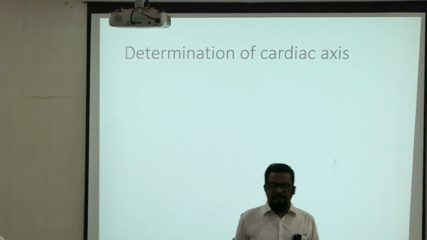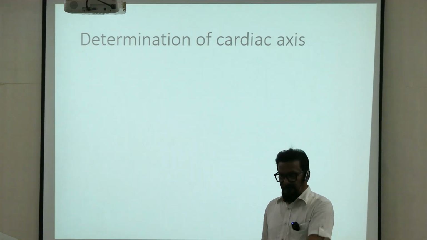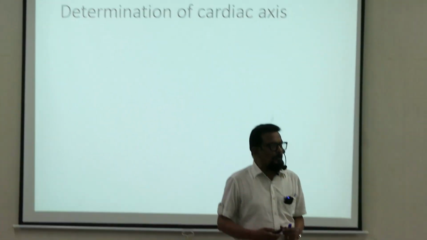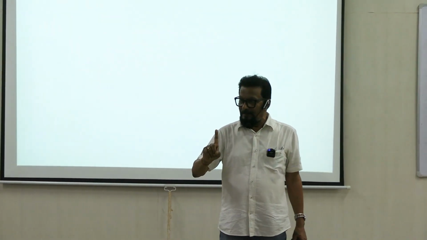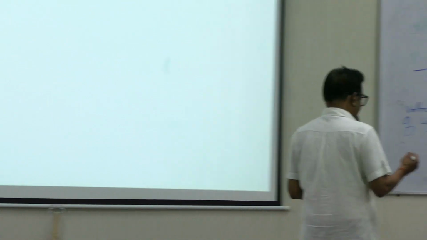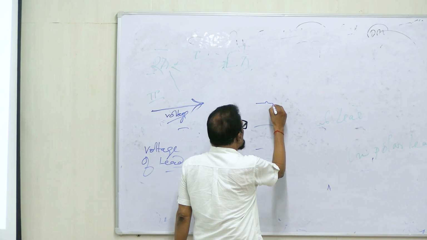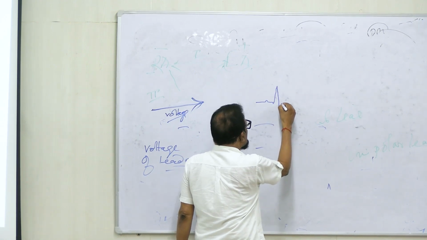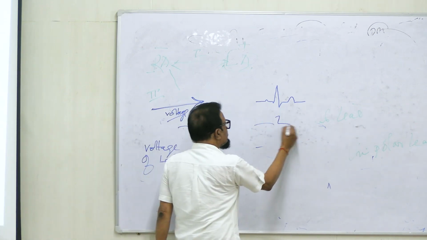So, determination of cardiac axis, how can we determine? First, I will describe one easy method. For this easy method, what you have to do? You only have to look at 2 leads. One is lead 1, another is AVL. Write it down. One is lead 1, another is AVL. Okay? So, suppose this is the P wave, Q wave, R wave, S wave, and T wave. It is in lead 1.